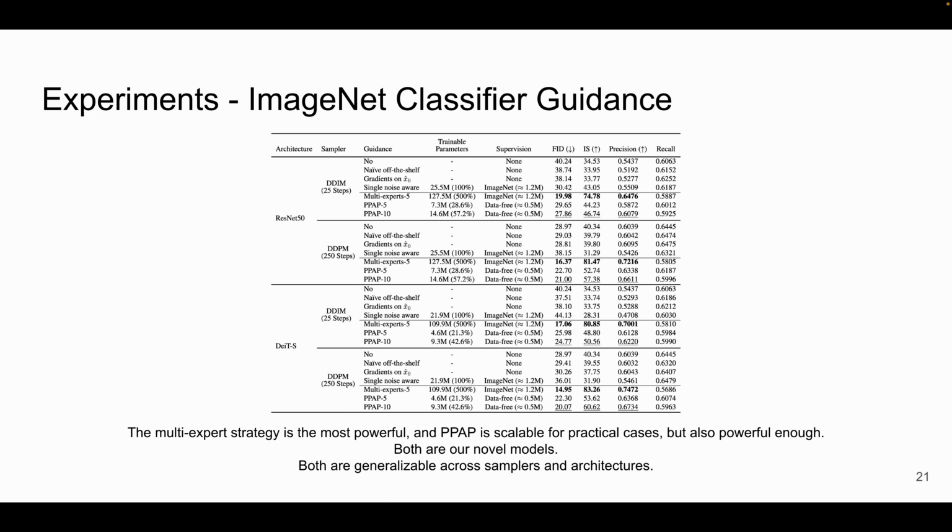Now, let's show some experimental results. These are the results of class guidance on the ImageNet dataset. The multi-expert strategy is the most powerful, and PPAP is scalable for practical cases, but also powerful enough. Both are our novel methods. Both are generalizable across samplers and architectures. It's also worth noting that PPAP was only trained on a generated dataset with no supervision.